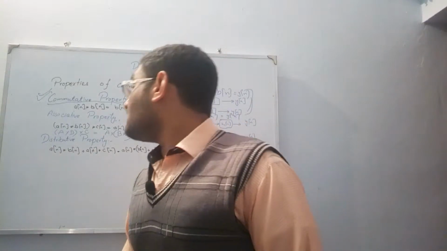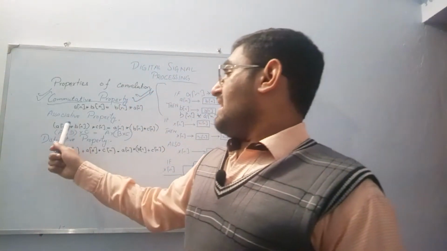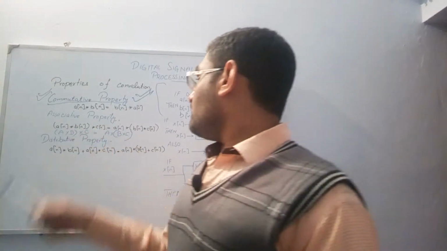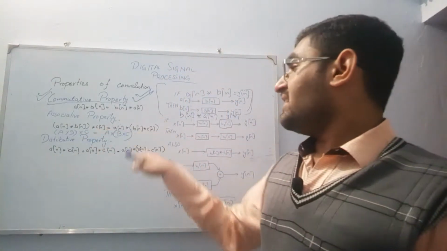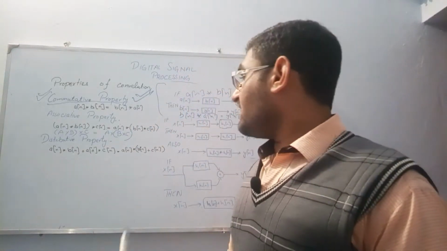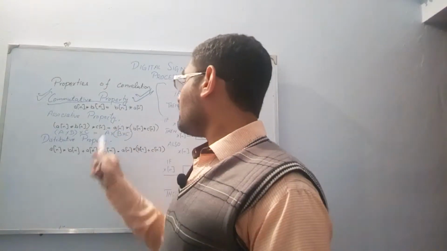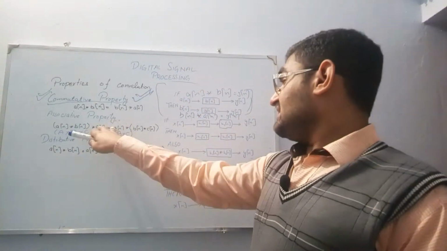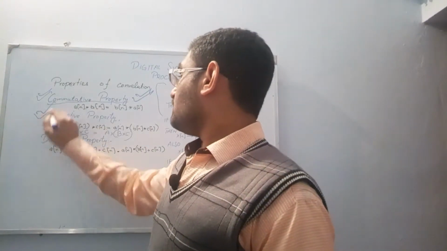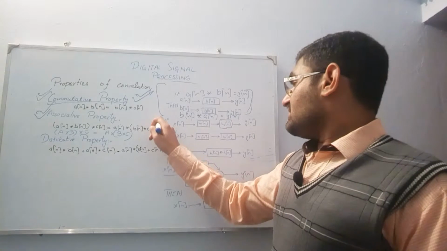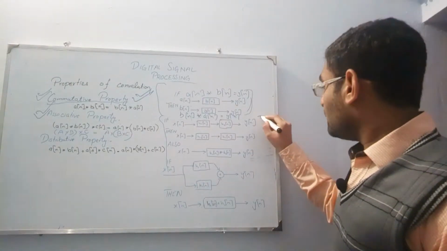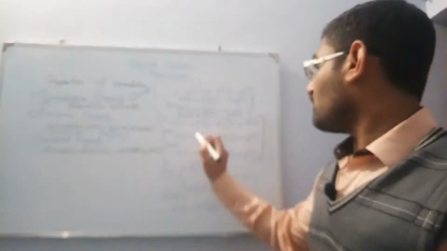As you can see, if I convolve a of n with b of n and the result is convolved with c of n, and then I convolve b of n with c of n and the result is convolved with a of n, if both are the same, then this is said to be the associative property. The second one is the block diagram of the associative property.